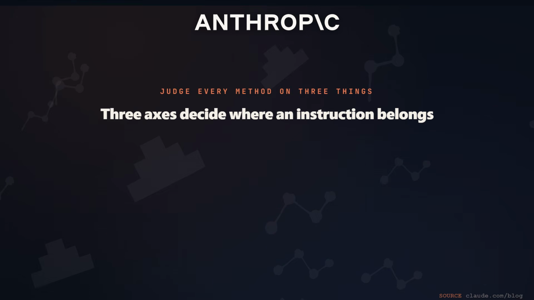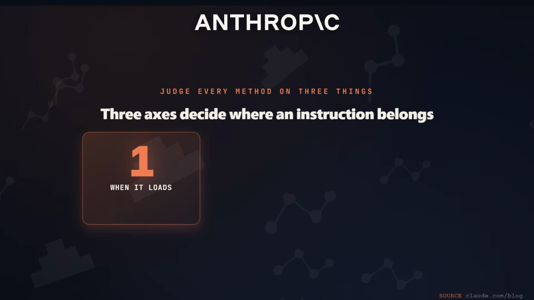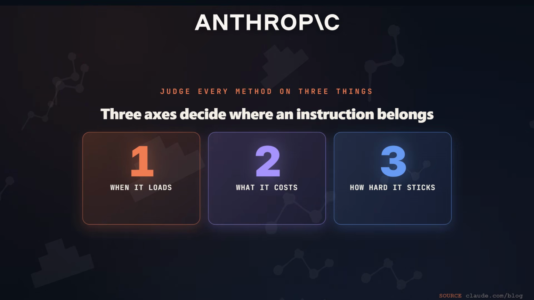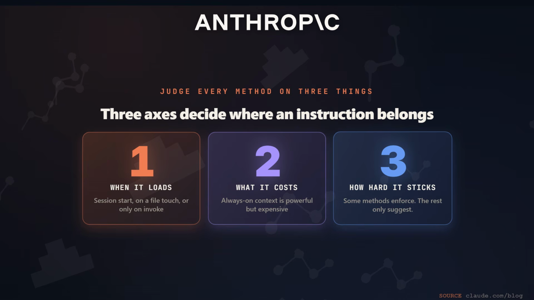So judge every method on 3 things. 1. When it loads. 2. What it costs you in context. And 3. How hard it sticks. A method that loads at session start and never compacts is powerful, but expensive. A method that loads on demand is cheap, but only shows up when you trigger it. And only some of these methods can actually enforce a rule. The rest of them just suggest. Keep these 3 axes in mind as we walk through all 7.